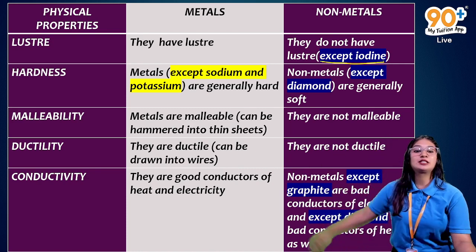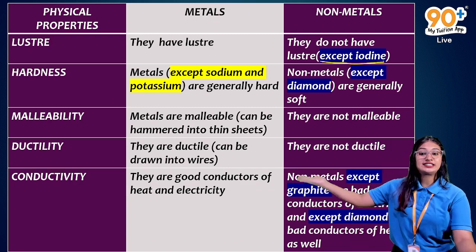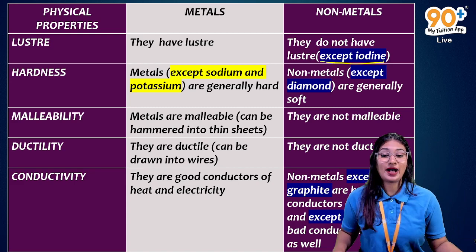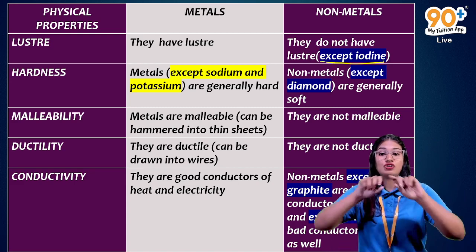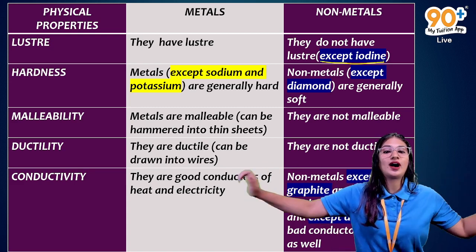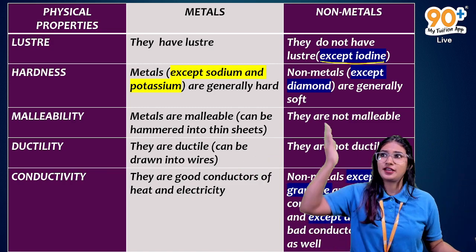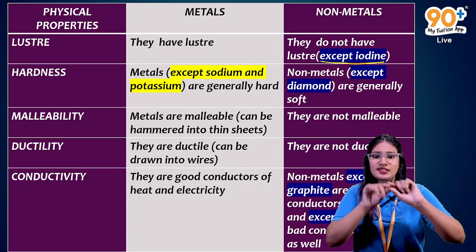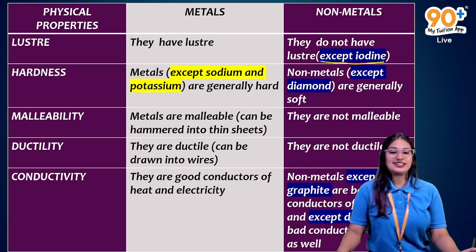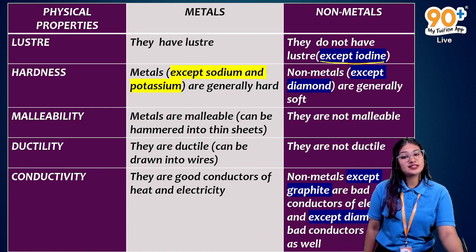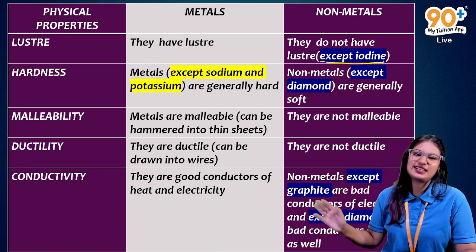The next physical property that we have to see is ductility. What do you mean by ductility? It is a property by which the metal can be drawn into thin wires. Wires like copper wire, the conducting wire. Our electricity conducting wire is actually copper, right? So metals are ductile. What about non-metals? Non-metals are not ductile.